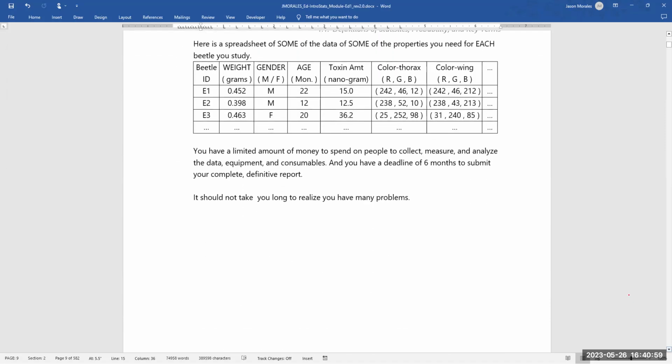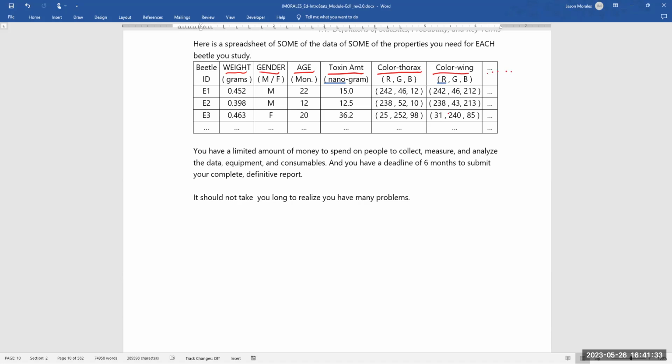So here's a spreadsheet of some of the properties you need for each beetle you study. We need a beetle ID, some kind of unique identifier, the weight of each beetle, the gender of each beetle, the age of each beetle, the amount of toxin that was found in each beetle, maybe the color of the thorax, color of the wing, and various other properties that we want to measure.